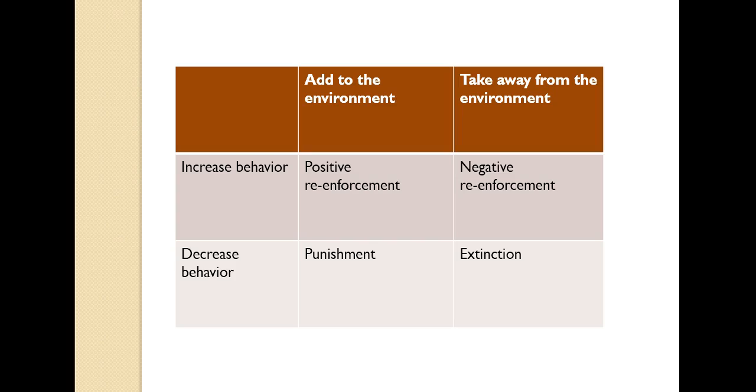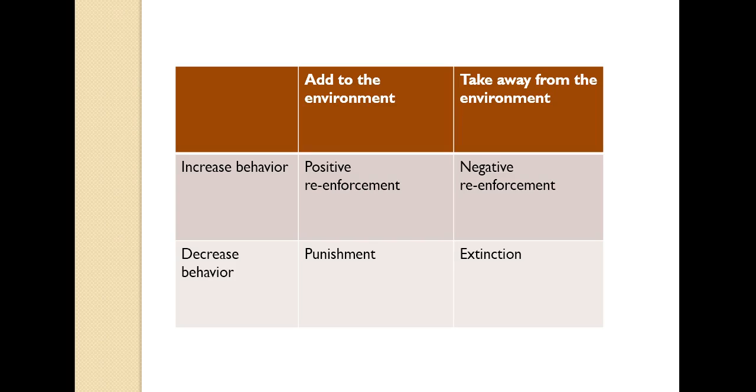If you want to increase behavior and take away from the environment, that is called negative reinforcement. And so if you want to increase someone's good driving, you have to take something away. And an example of this is if someone drives well, they keep their license. But if they know you're going to take their license away if they don't drive well, then that would be an example of increasing behavior for fear of negative reinforcement.